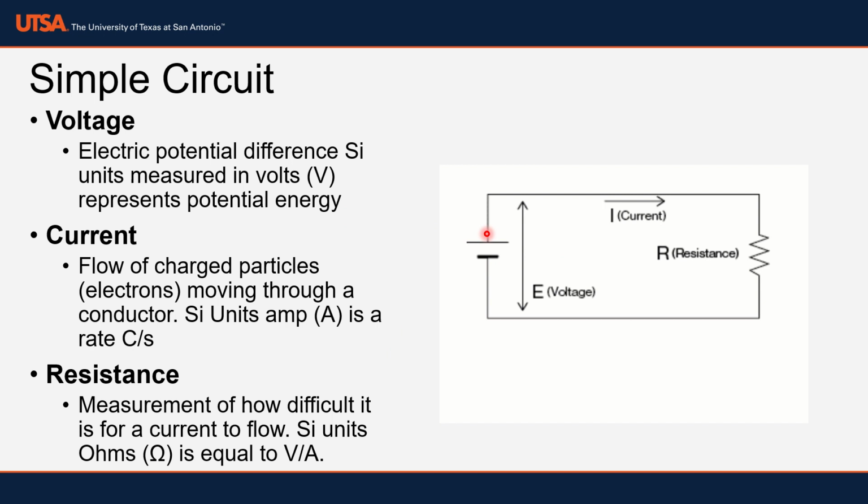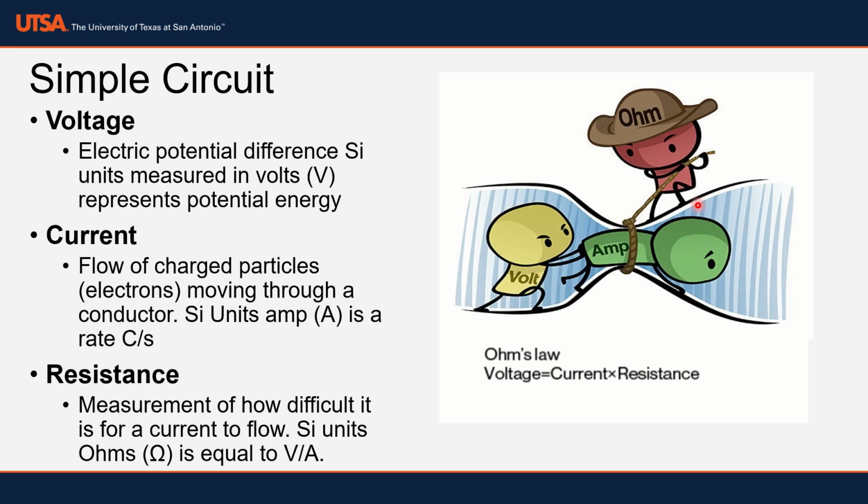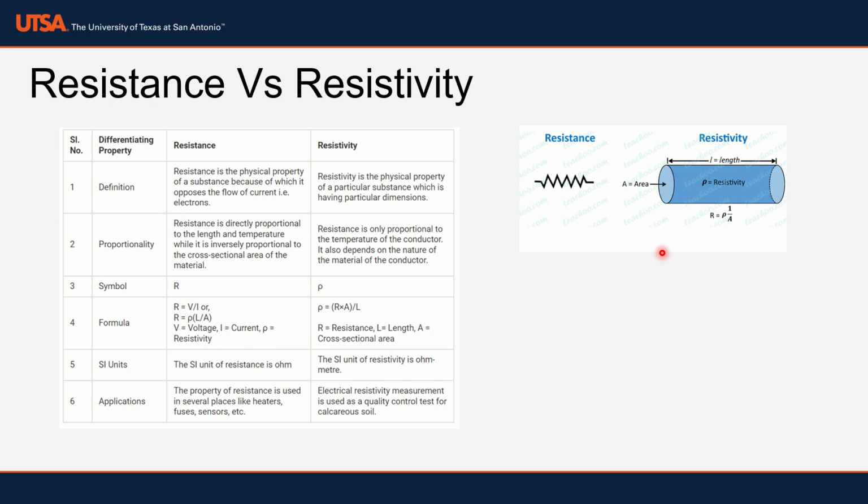And then current is basically the flow of that pressure, kind of like water. And then your resistance is like something, maybe like a clog in a sink, that's slowing down that flow. So you could think of these three things like this. You have your voltage pushing your electrons through, and then you have your resistance trying to slow it down. So this is a good way to think about this.